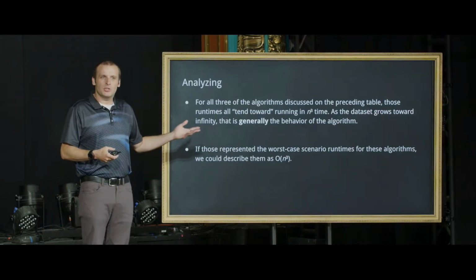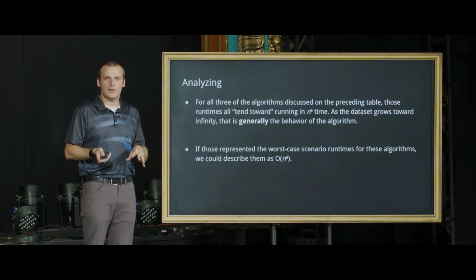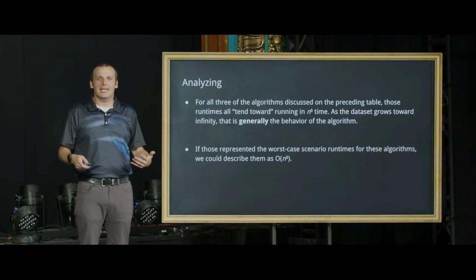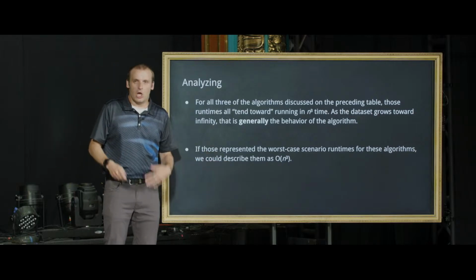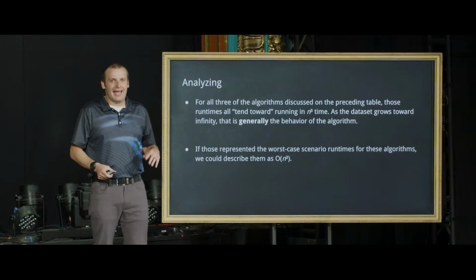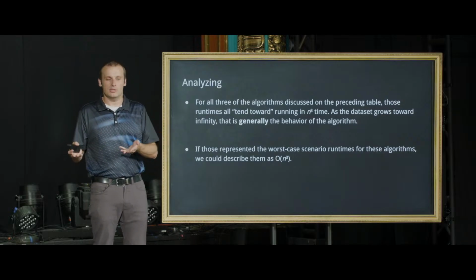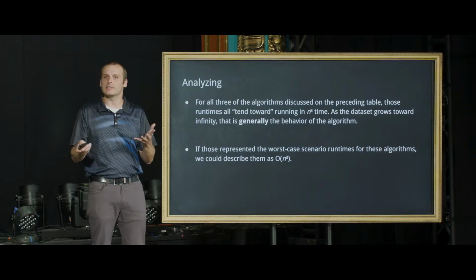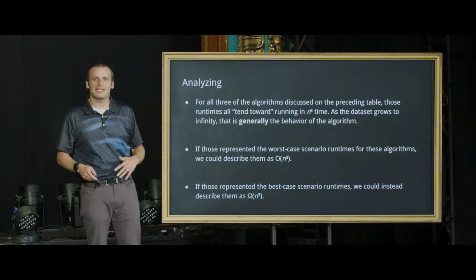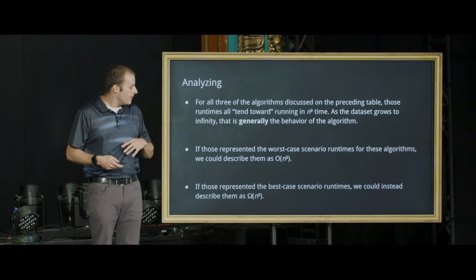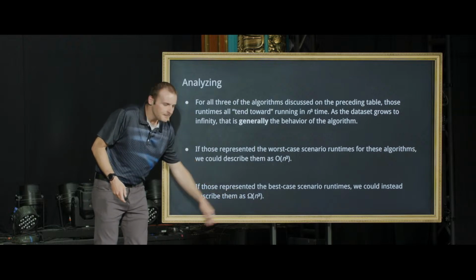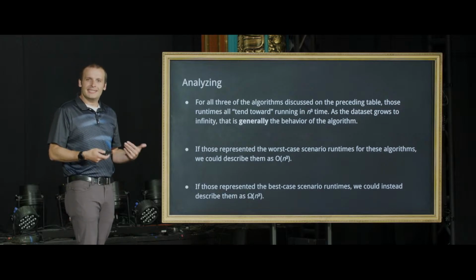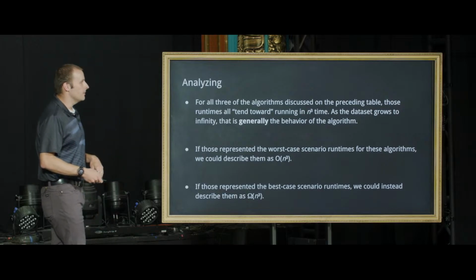If those times that we just discussed represented the worst case scenario run times, we may describe them as big O of n cubed. Big O is on the order of, and we would describe that as, in some ways, an upper bound on how many steps that algorithm would take, again, in the worst case. And conversely, if they represented the best case scenario, that would be represented with this symbol omega here, omega of n cubed, as the lower bound on how many steps it may take for that algorithm to run.